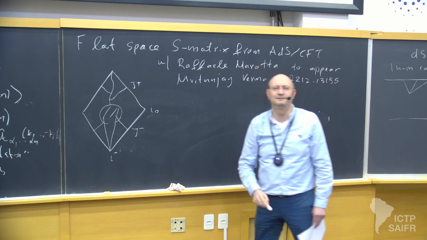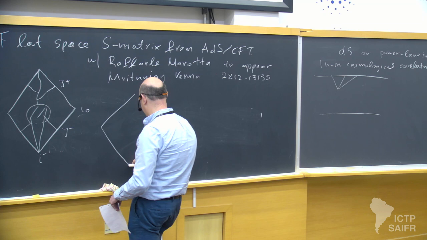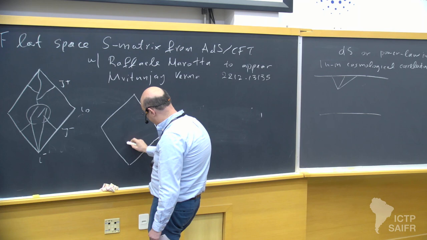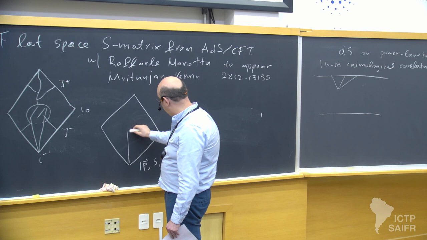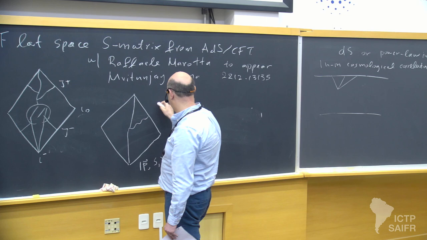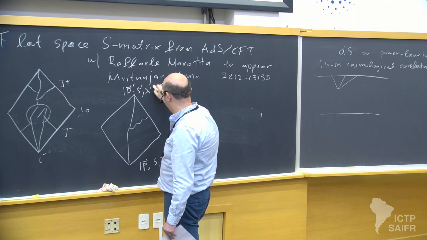And if I have time, the thing I would like to discuss in detail is the following case. So you prepare a massive state at past infinity. This is going to depend on momentum, the spin, and some helicity. And then at some point, it emits some radiation, and then goes to infinity. So that would be a state, again, with some momentum, some spin, and some helicity.